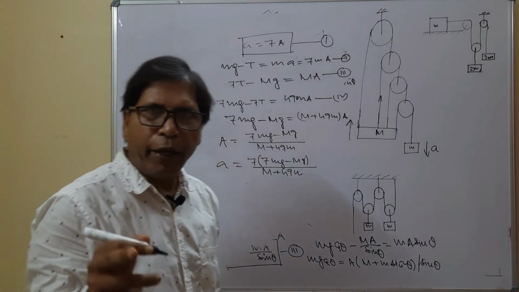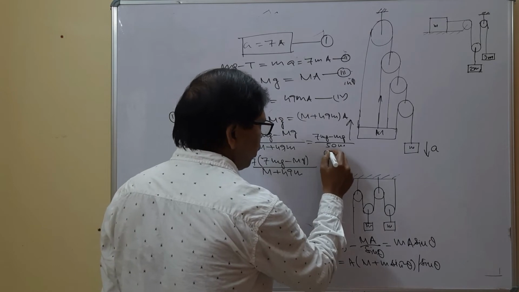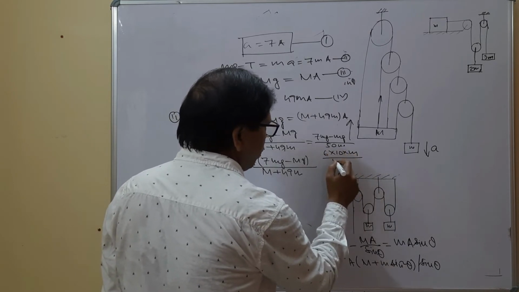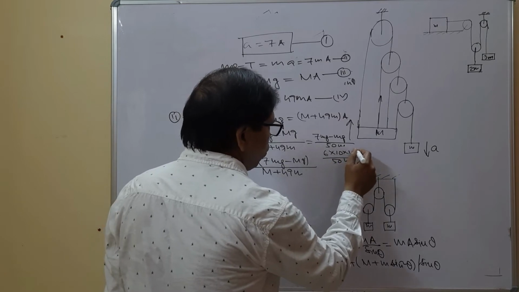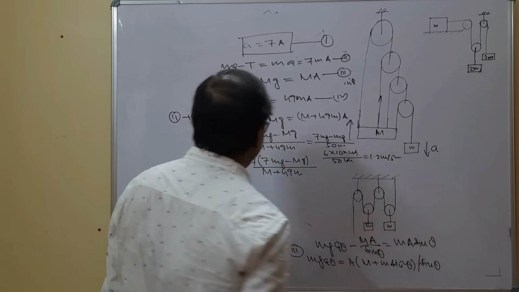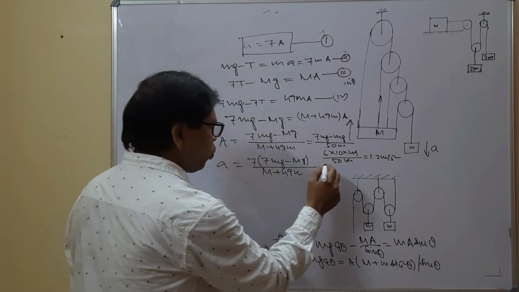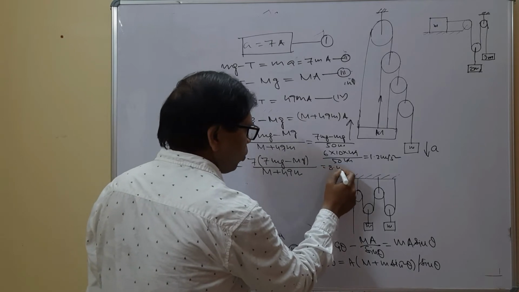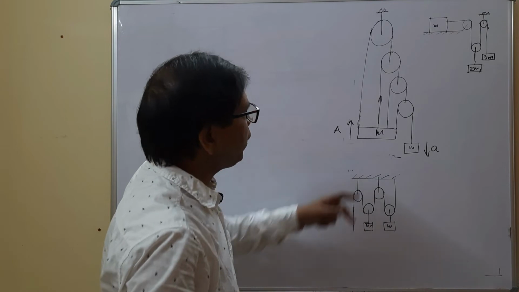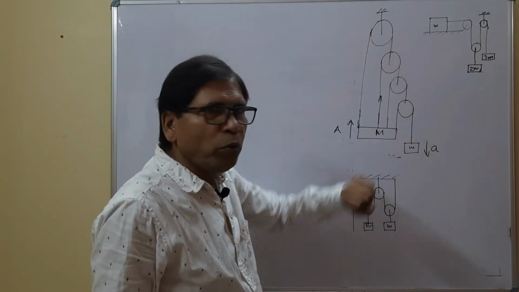If capital M equals small m, now look at this, this is 6 into 10 into m divided by 50 into m. So this is 1.2 meter per second square. Therefore A becomes, look at this, 7 times of this, so A becomes 8.4 meter per second square. Okay, understood?